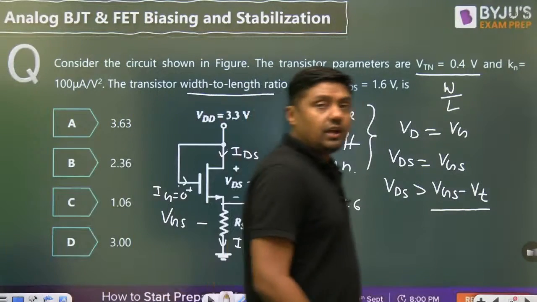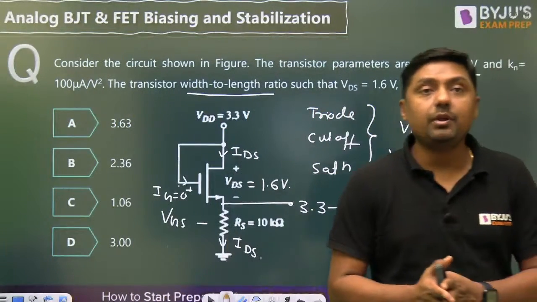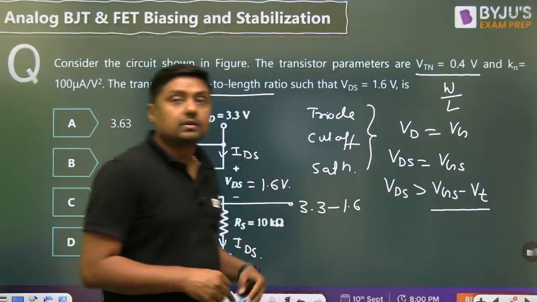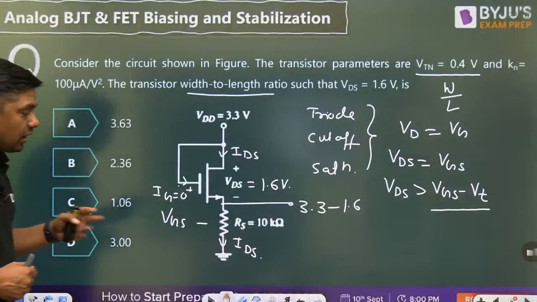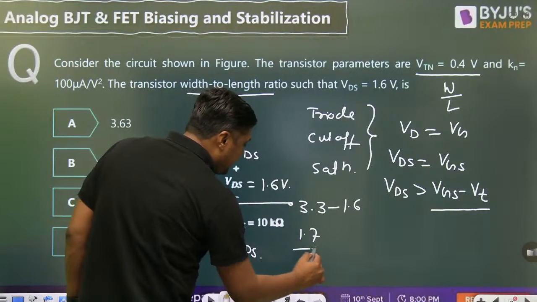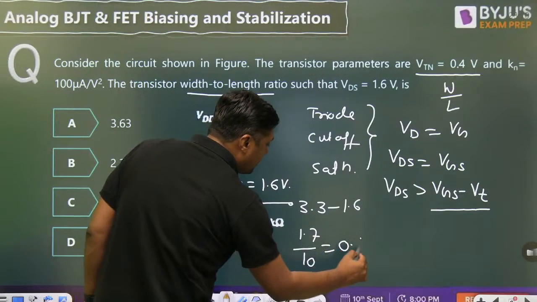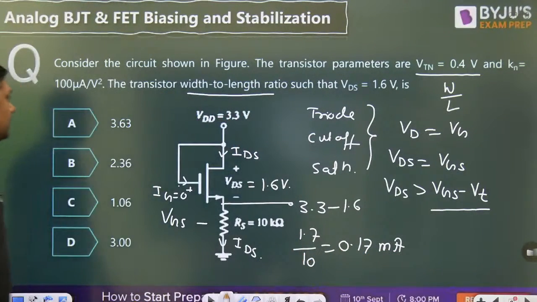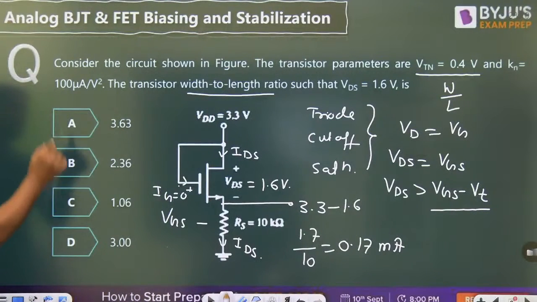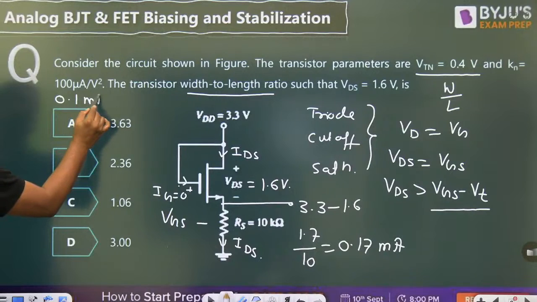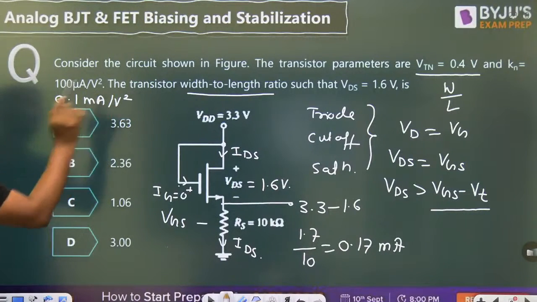So, very good evening everyone. Yes, please tell me, Nema and Pankaj, right? Tell me the value of IDS. So 1.7 divided by 10 is 0.17 milliampere. You can also convert this 100 microampere into 0.1 milliampere per volt square. This is the value of Kn.